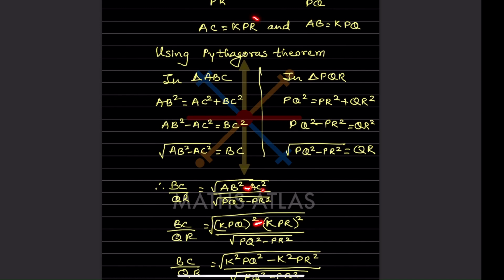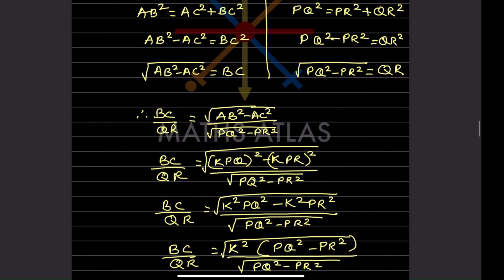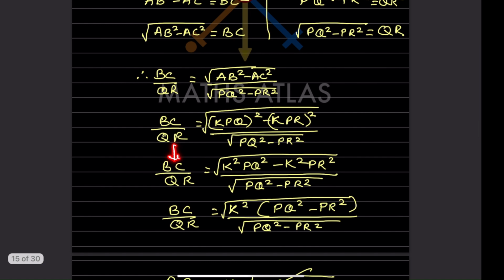What was AC? AC was K PR. So K PR, but this is square, so we are writing square over here and you have to put a bracket. Again, the denominator let us keep as it is, that is root of, same over here. So now when we solve this, the square is for this as well as this. So what will you get here? In the first one, you will get k square pq square minus k square pr square. And the denominator is going to be as it is.